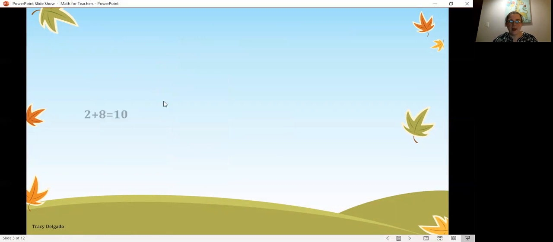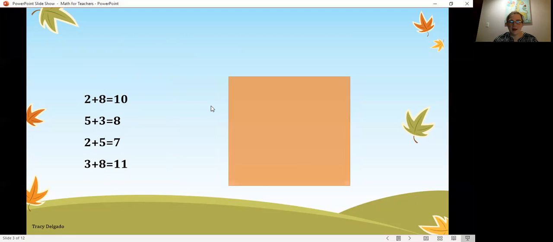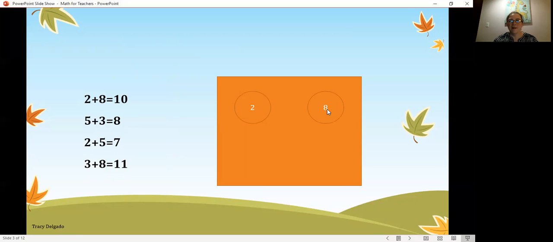And the next one we have, we gave a formula of 2 plus 8 equals 10, 5 plus 3 equals 8, 2 plus 5 equals 7, 3 plus 8 equals 11. And in our diagram over here, we had 2 on the top left, 8 on the top right, 5 on the bottom left, and 3 on the bottom right.